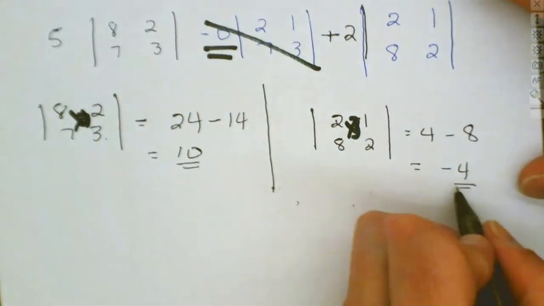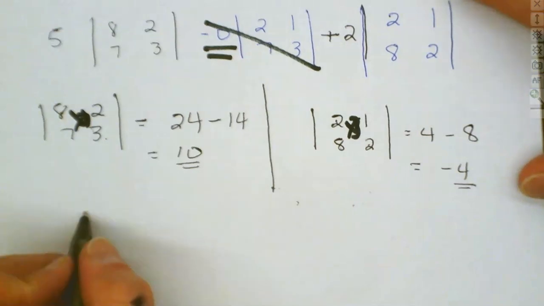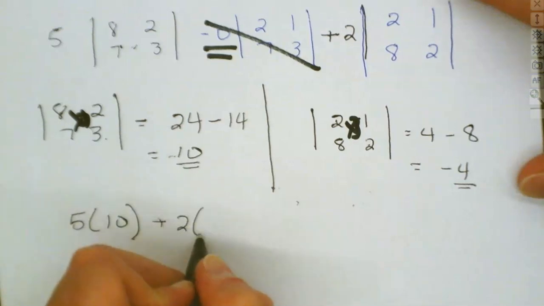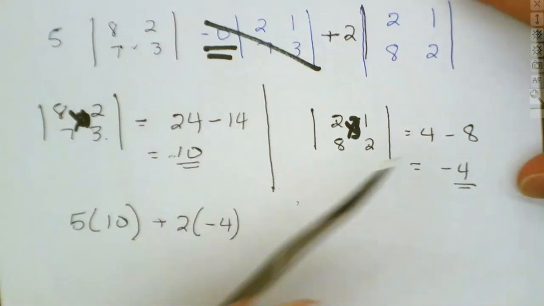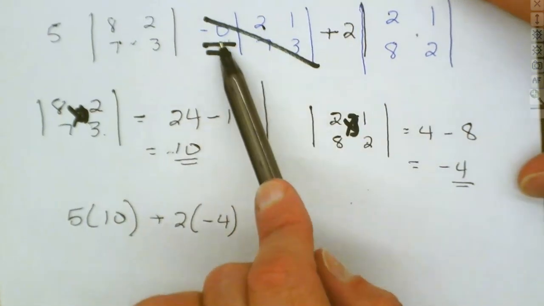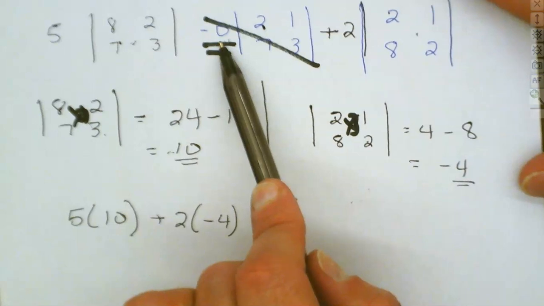Putting them back together, what do we now have? We have 5 times 10. That determinant is there. And then we have a plus 2 times a negative 4. That's that determinant. We didn't have to do that one. Why not? Because that was 0. So always be careful how you expand.